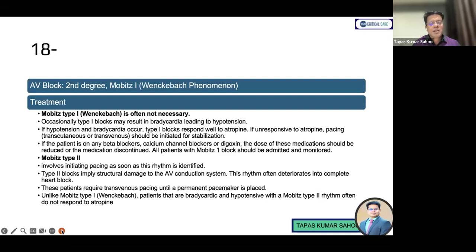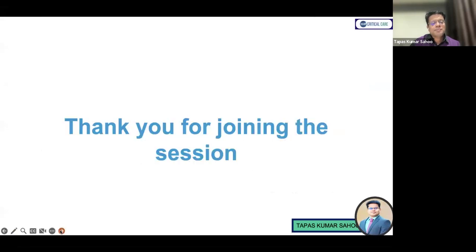And if the patient is on any beta blockers, calcium channel blockers or digoxin, definitely you have to reduce the dose or you have to stop the medication. But Mobitz type 2 definitely is something we are concerned with. In that, you have to immediately send the patient for pacing. And in case you are not doing it, these patients would ultimately land up in complete heart block. And these patients, Mobitz type 2, would not normally be responding to atropine, unlike Mobitz type 1.